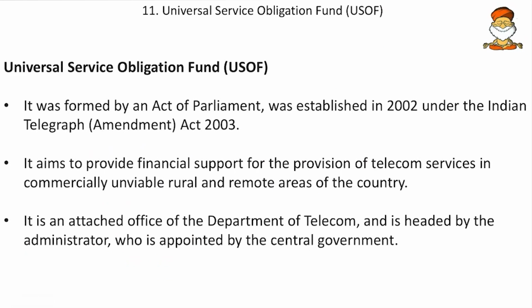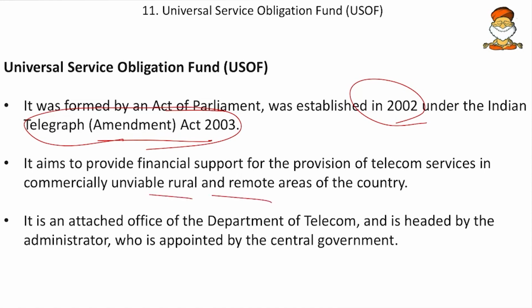Then come to the next, the Universal Service Obligation Fund. This was formed by an Act of Parliament and was established in 2002 under the Indian Telegraph Amendment Act 2003. So mark this as important. It aims to provide financial support for the provision of telecom services in commercially unviable rural and remote areas. Basically, to set up networks, towers and others in remote areas we require funds. So from where do the funds come?